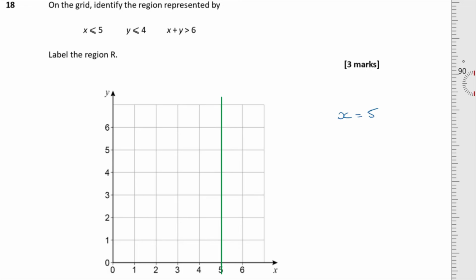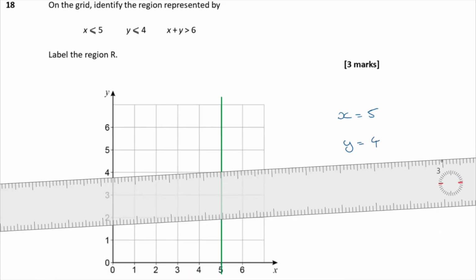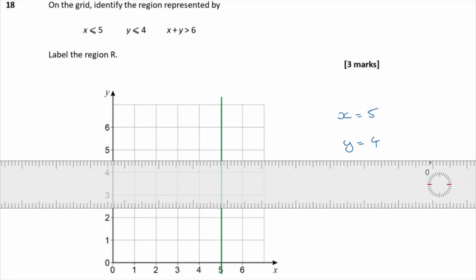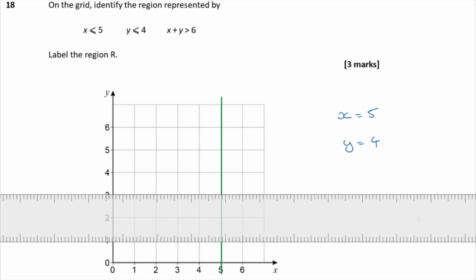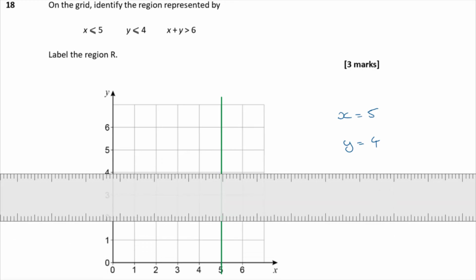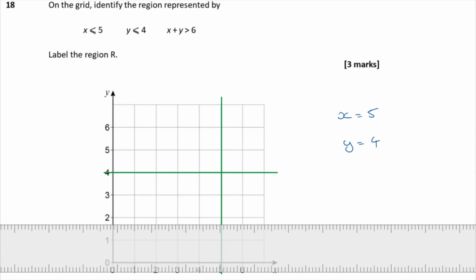Now the next line we need to plot is y is equal to 4. Now the line y is equal to something is a horizontal line passing through that value. So we're going to have a straight line passing through 4, aren't we? Again, it's a solid line because it's less than or equal to 4.